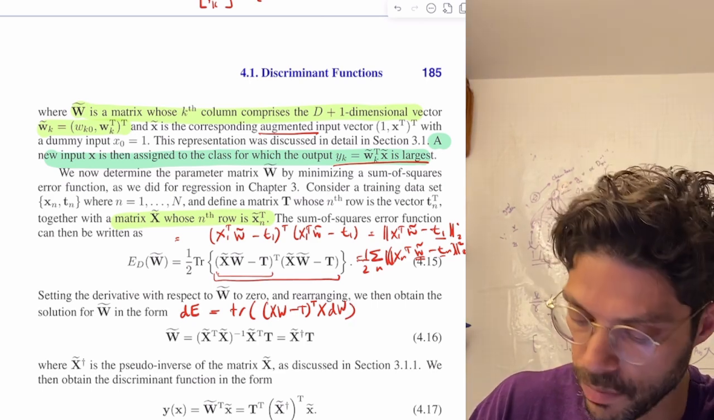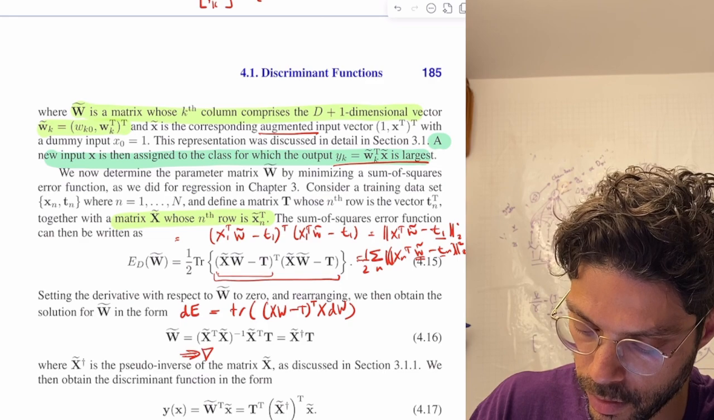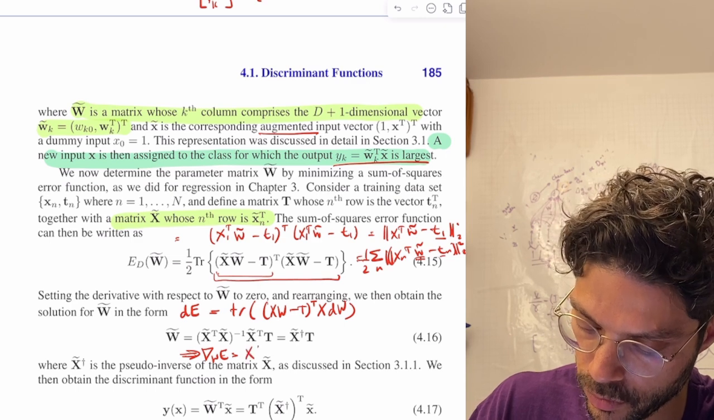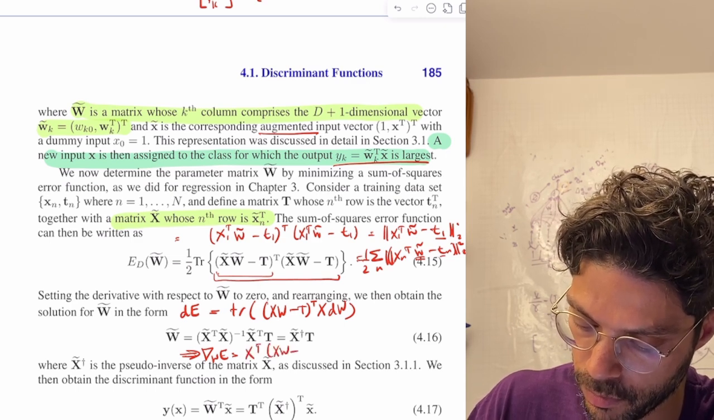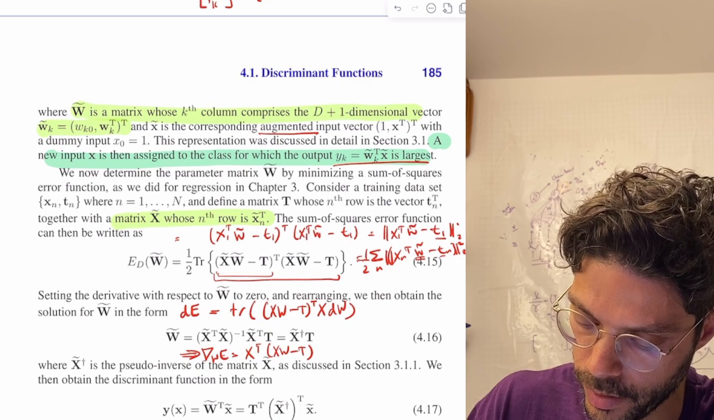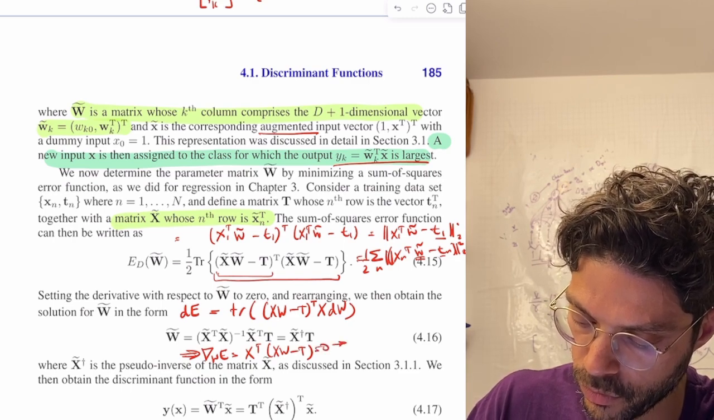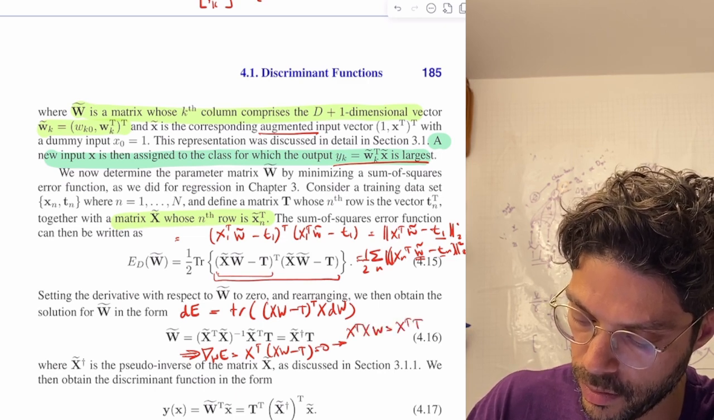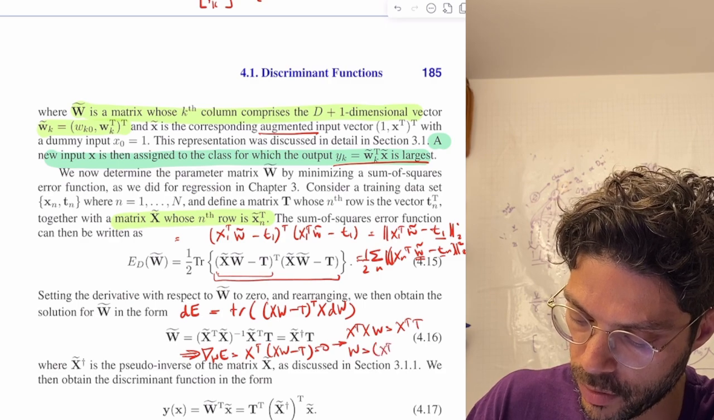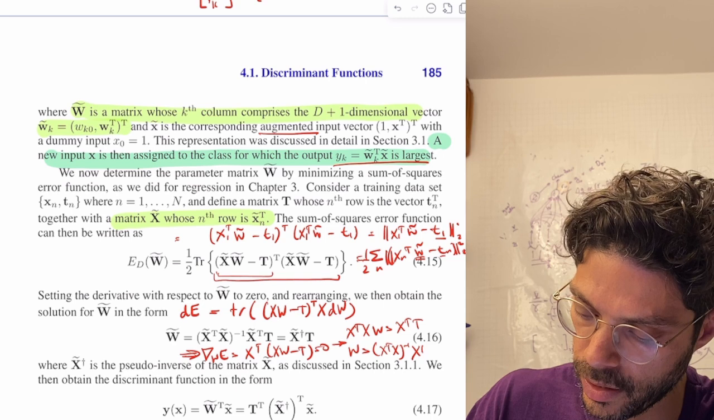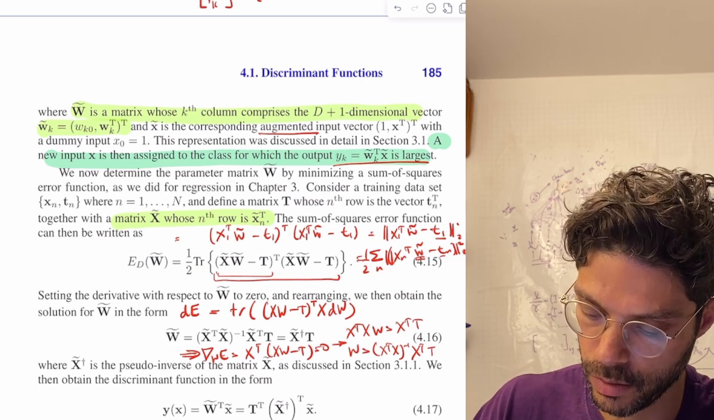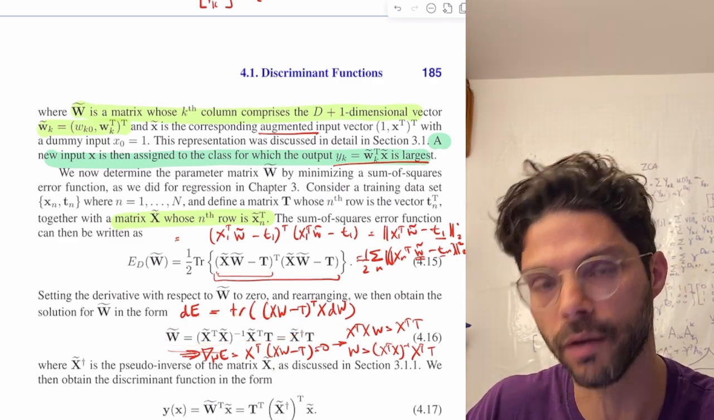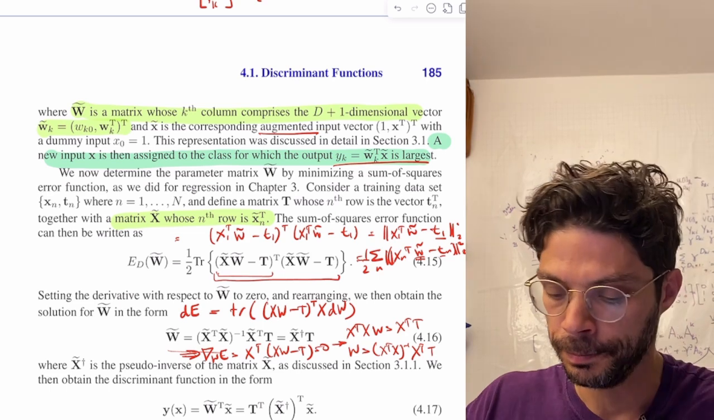So then from that we get that the gradient is going to equal x transpose times xw minus t, and then setting this equal to 0 gives x transpose xw equal to x transpose t. So then w is x transpose x inverse times x transpose t, which is precisely this expression. Okay, so it's a very easy way of arriving at the answer.